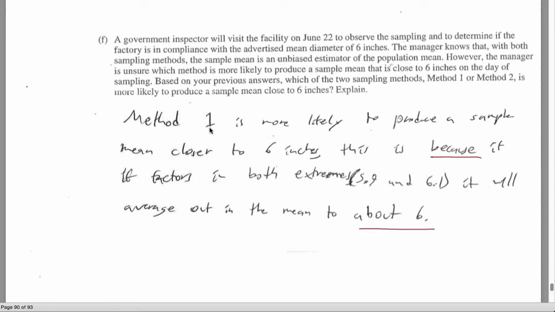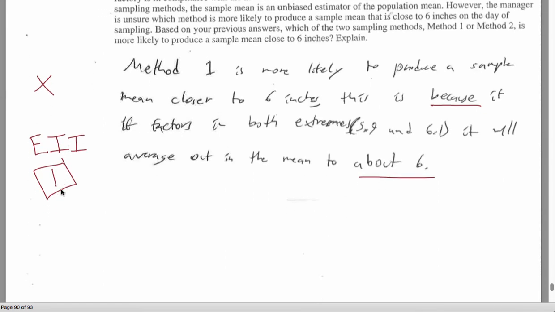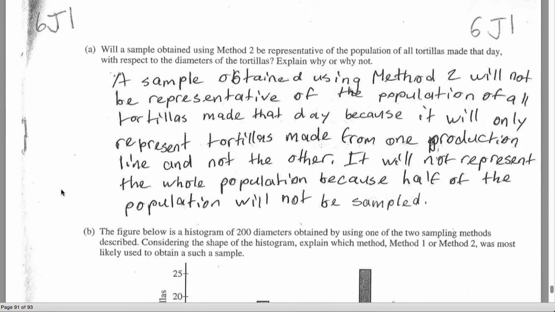They're only talking about method 1. They don't talk about why method 2 would not be closer to 6. And so that's an incomplete answer. So that would be I for parts E and F. So the student got nothing for parts 2 and 3, but they got something for part 1. This was a score of 1, which was minimal. This was a very common score for part 6.